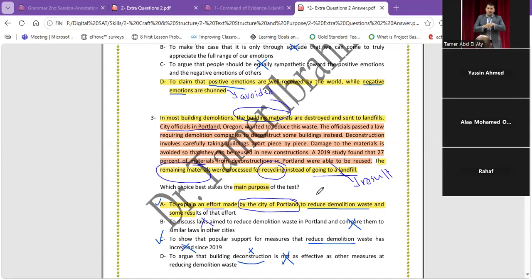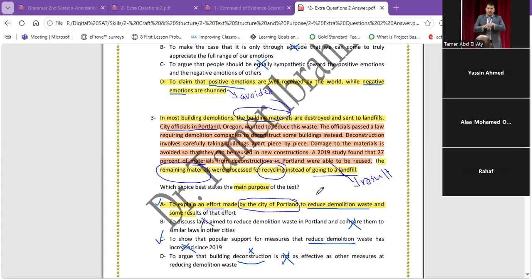"City officials in Portland, Oregon wanted to reduce this waste. The officials passed a law requiring demolition companies to deconstruct some buildings instead. Deconstruction involves carefully taking buildings apart piece by piece. Damage to the materials is avoided so that they can be reused in new constructions. A 2019 study found that 27% of materials from deconstructions in Portland were able to be reused."